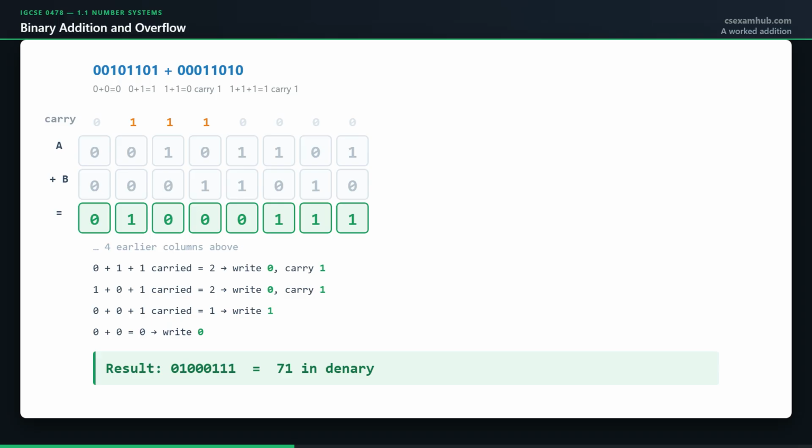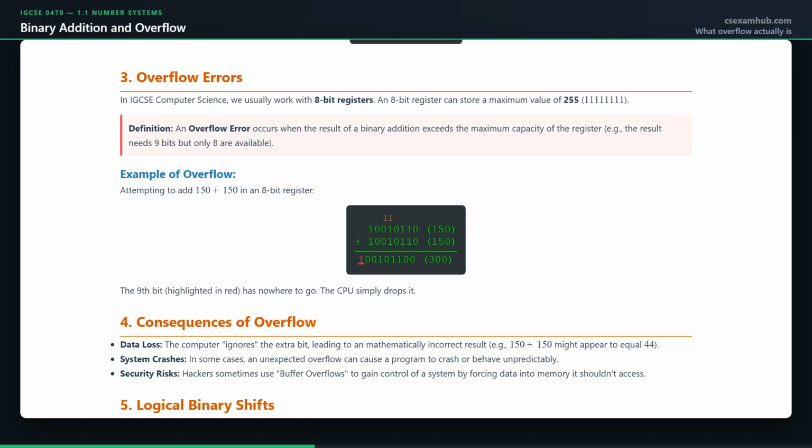The first number was 45, the second was 26, and 45 plus 26 is 71. Our binary answer is 64 plus 4 plus 2 plus 1, which is 71. It matches.